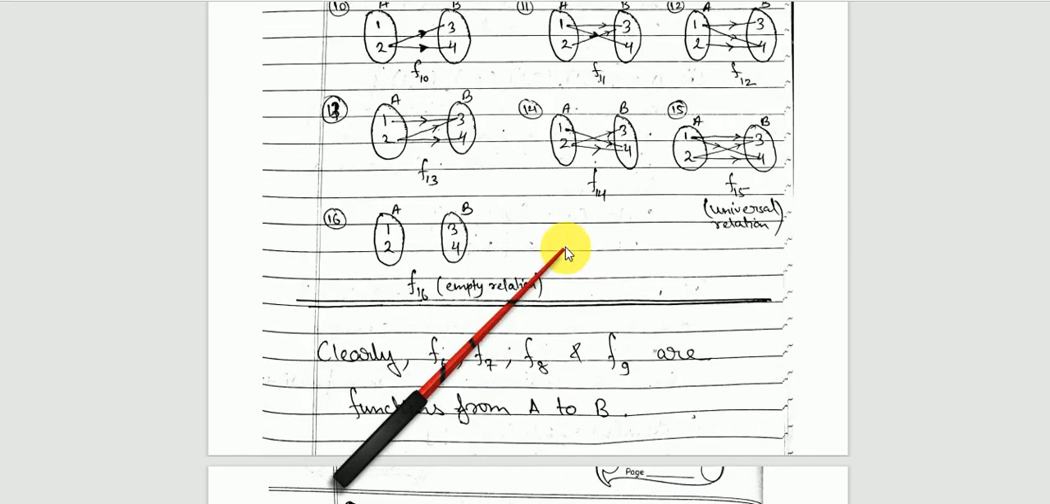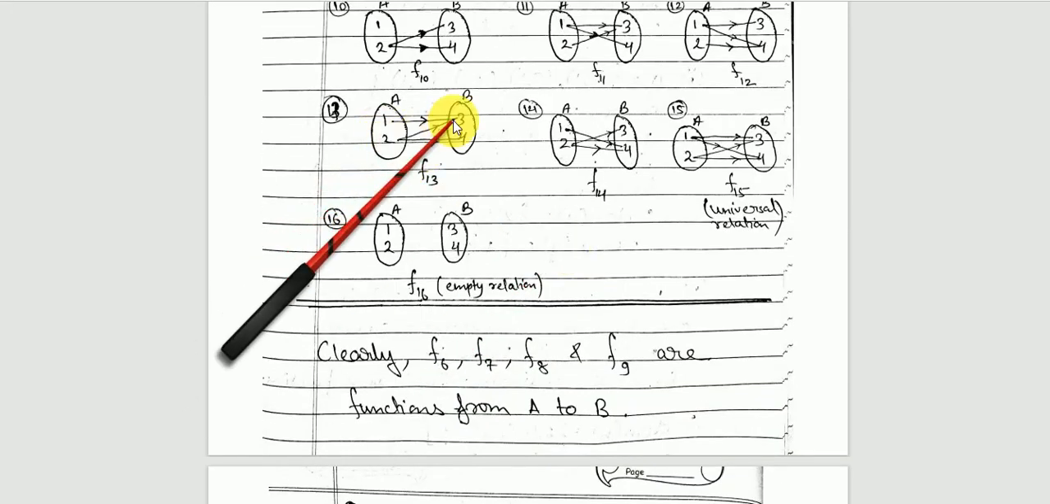Okay, like here we had seen that 2 has got more than one image. So this is not a function. Something like that. G: (2,1), (5,1), (8,1), (11,1). So here you can see all the first components are different. Yes, so this is a function.